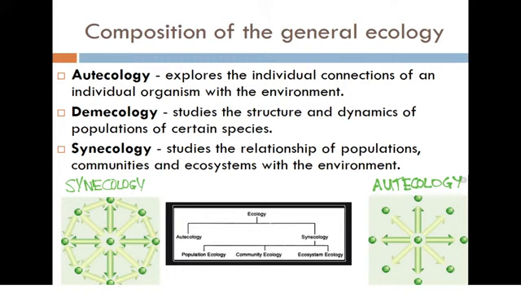Composition of general ecology. In this slide, we can see three types of ecology: autecology, demecology, and synecology. What does autecology mean? It explores the individual connections of an individual organism with the environment. What does demecology mean? It studies the structure and dynamics of populations of certain species. And third, synecology. It studies the relationship of populations, communities, and ecosystems with the environment.